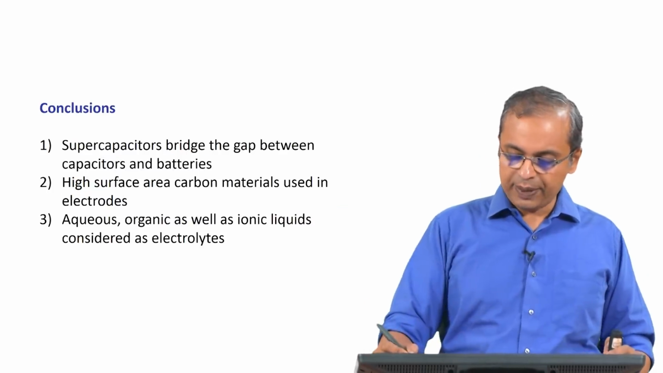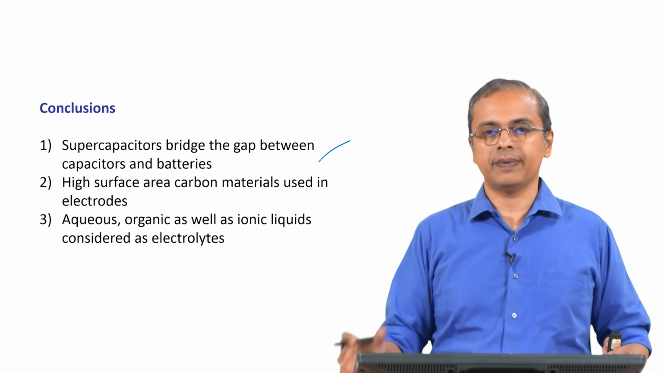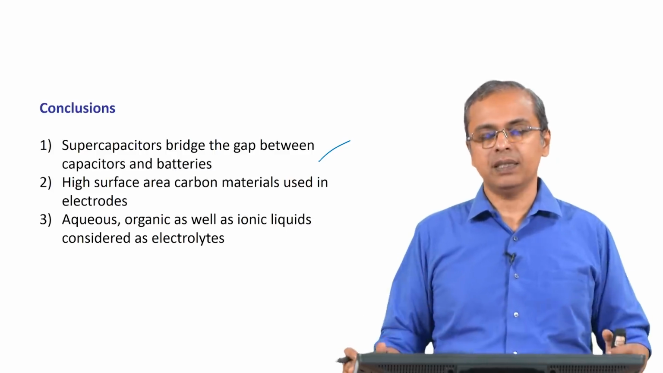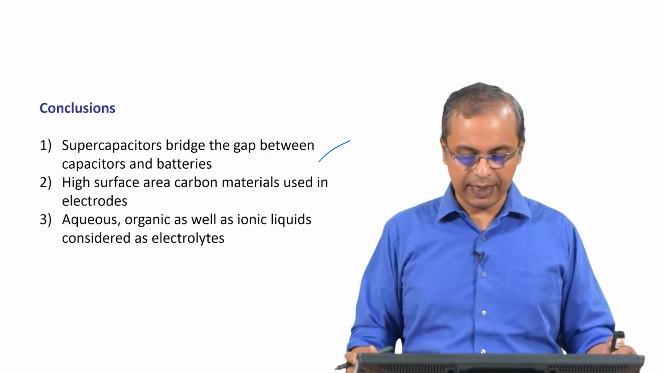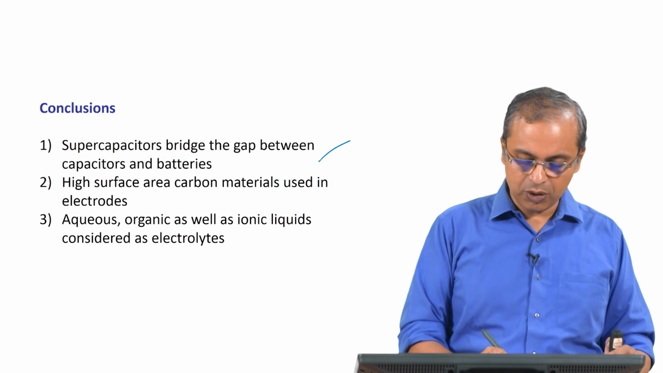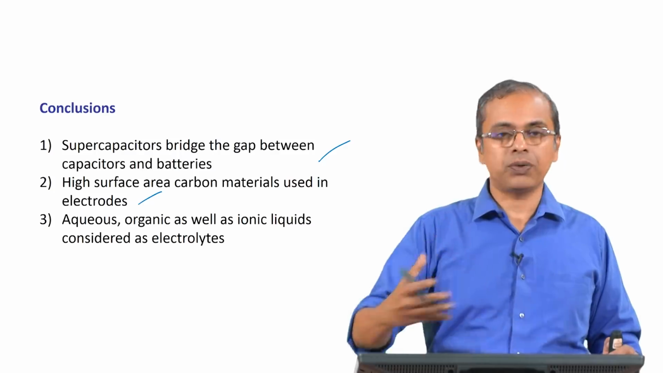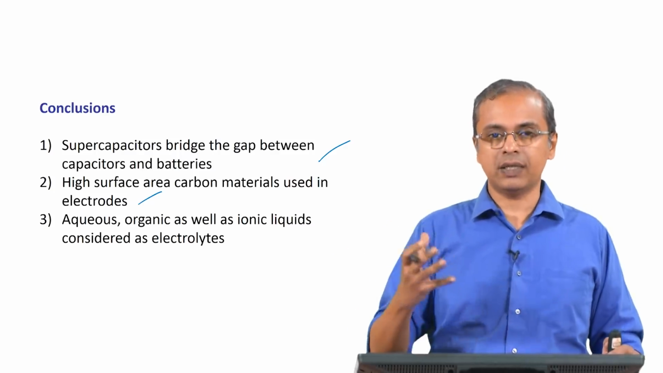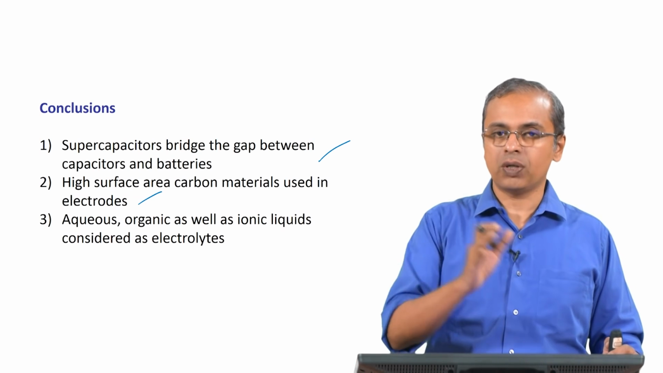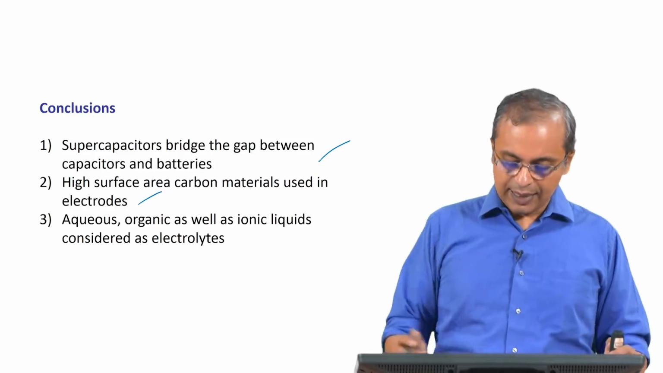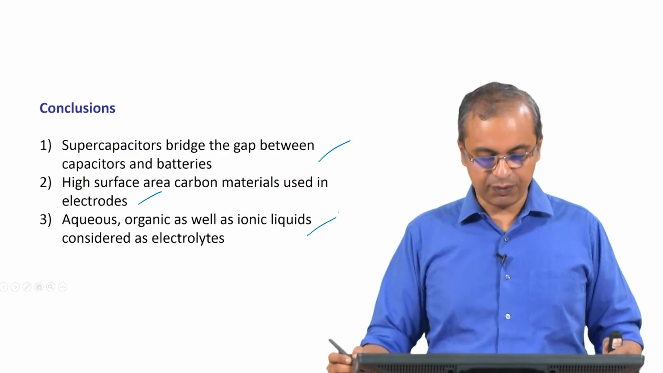So in conclusion, supercapacitors bridge the gap between capacitors and batteries. They actually offer you a new realm of operation which neither the battery could offer nor the capacitor could offer. So it gives you a good mix of the positive aspects of both the battery and the capacitor. It is typically based on high surface area carbon being used as electrodes, with the charge being distributed into ions in the electrolyte. Okay, so the ions in the electrolyte distribute the charge and hold the charge, and that is how the electron ion combination helps you hold the charge. And typically you have aqueous, organic as well as ionic liquids which are being considered as electrolytes for supercapacitors.